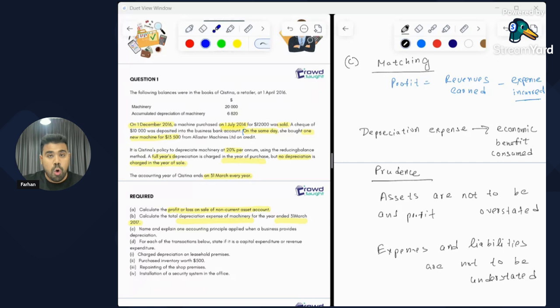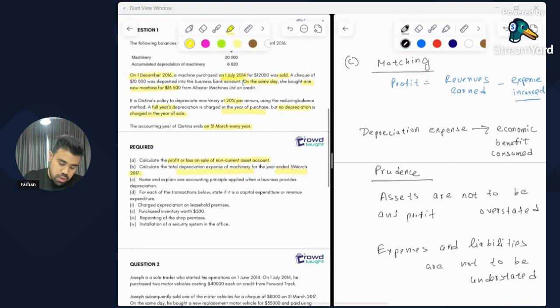Okay, so that's the whole purpose behind the prudence concept, which simply states that you should never overstate assets and profits, and you should never understate expenses and liabilities. All right? Okay, now let's move to the last question, which is question D. For each of the transactions below, state if it is a capital expenditure or a revenue expenditure.